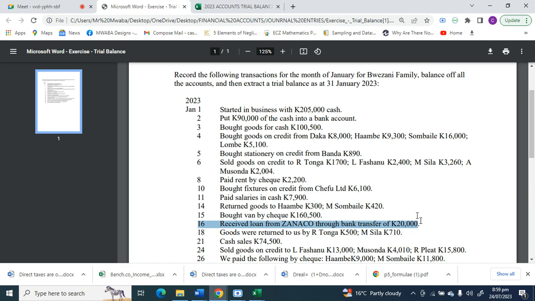Received a loan from Zanaco through bank transfer of 20,000.